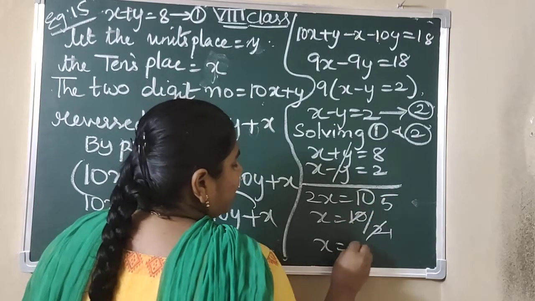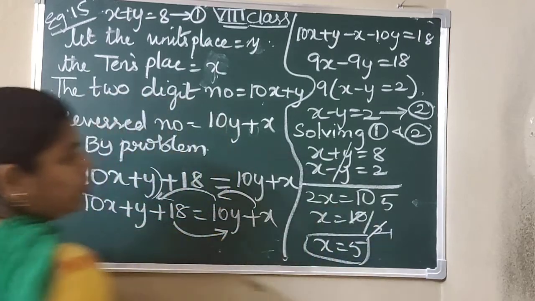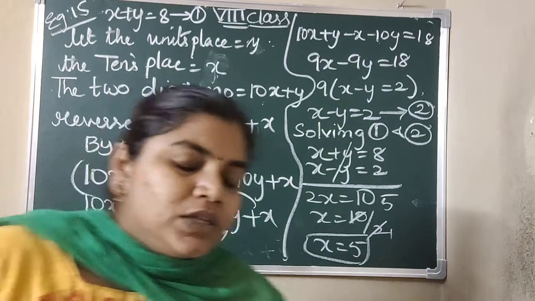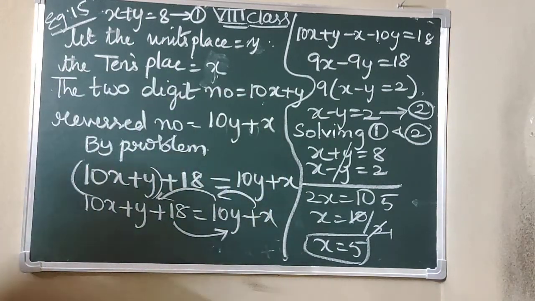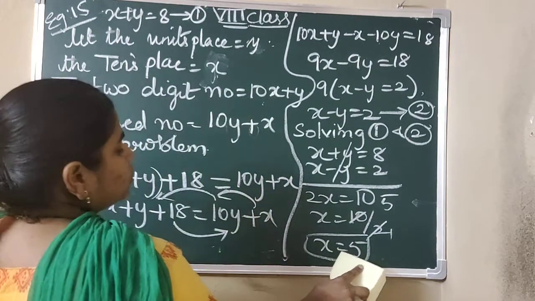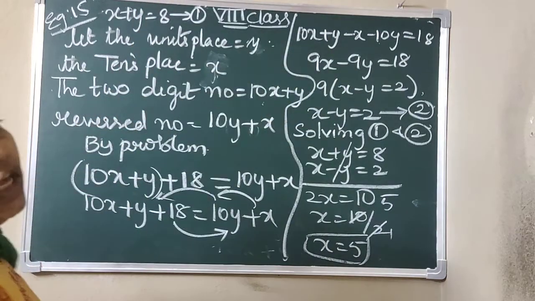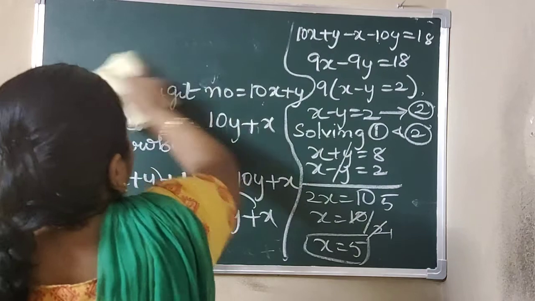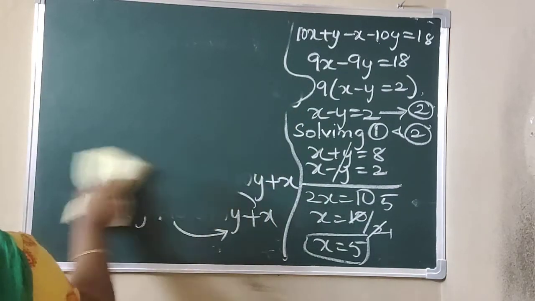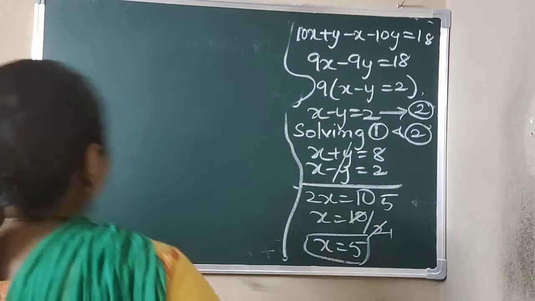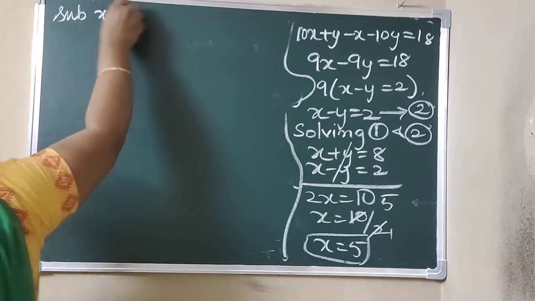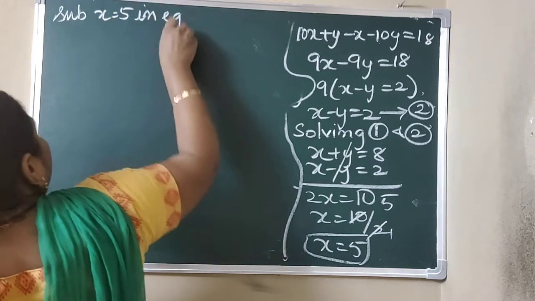So what is the x value here? We got the x value as 5. Now what do we have to find? We have to find the y value. So how to find the y value? You can substitute this x equal to 5 in equation 1 or equation number 2. So I am substituting that in equation number 1. So substitute x equal to 5 in equation number 1.